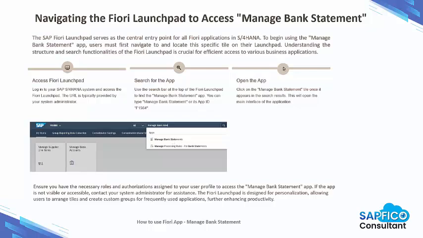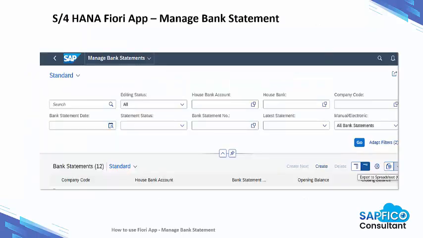You can double click or click on the Managed Bank Statement and you will get the Managed Bank Statement screen. To access it, you should of course have the authorization given by the authorization team. Now, this is the Managed Bank Statement front-end screen in the Fiori app, which shows you the various fields available here.